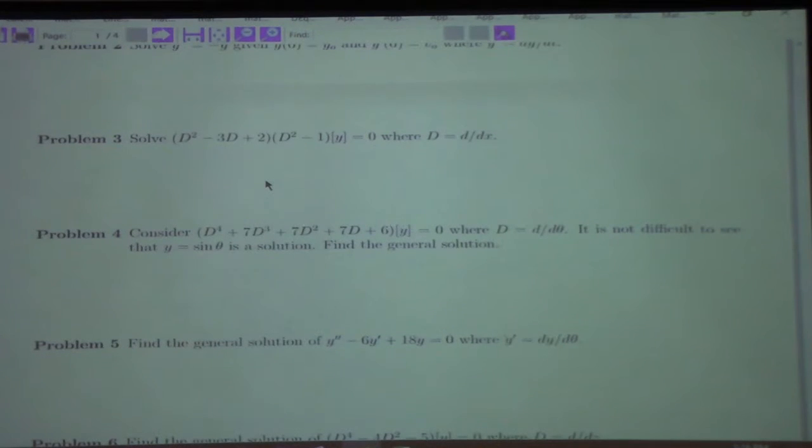...forth in the solution set according to the lemmas we derived, right? Ooh, look at that. What does this mean? What is it? y equals sine theta. What does that tell you about the differential equation?